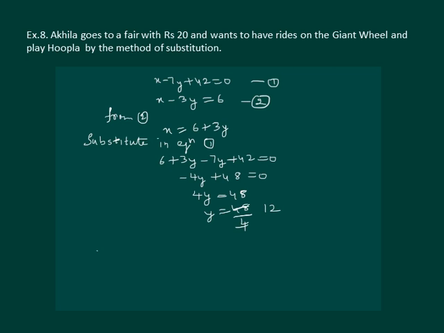So the present age of the daughter is 12, and let us back substitute in equation 3 to find the value of x. We get x equal to 6 plus 3 into 12, that is equal to 42. So that means Aftab's age is 42 years and his daughter's age is 12 years.